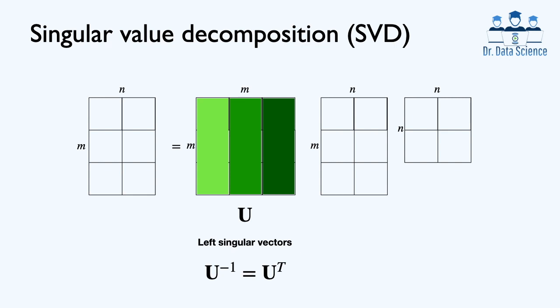The columns of the matrix U are called the left singular vectors, and the matrix U is orthogonal, which means that the inverse of matrix U, U inverse, is equal to the transpose of U, which we show here by U transpose. This is a really useful property because we know that finding matrix inversion is difficult in general, and in this special case, we can simply transpose the matrix to find its inverse.